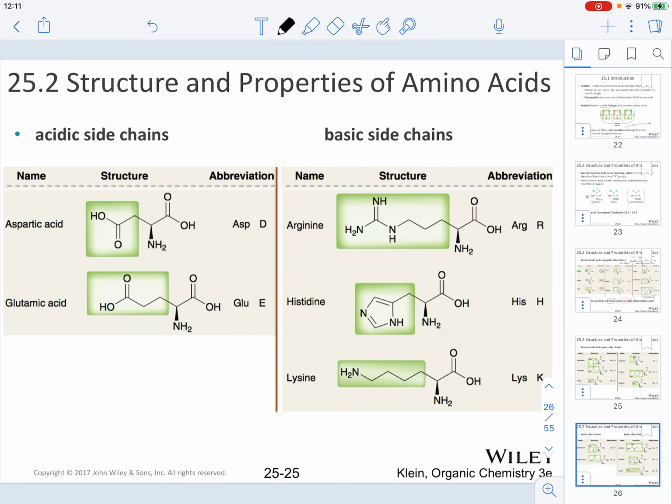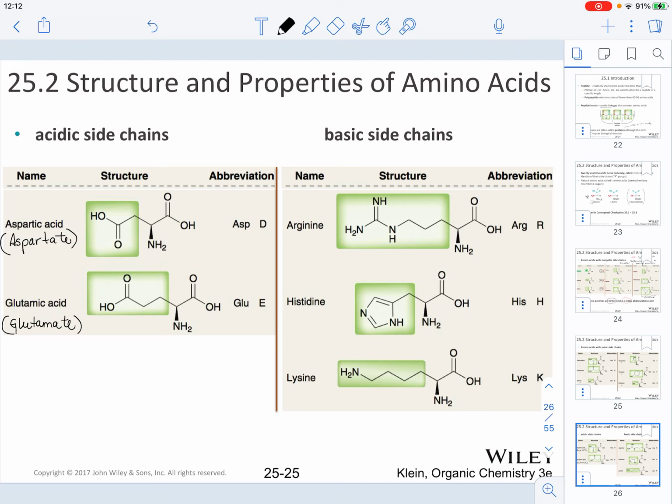Let me move on to talk about the last 2 classifications for amino acids, which are the acidic side chains and the basic side chains. So when it comes to the acidic side chains, as you can see, you have aspartic acid and glutamic acid, which at times you can see them being called aspartate or glutamate. And that aspartate or glutamate just represents the carboxylate instead of being the carboxylic acid.